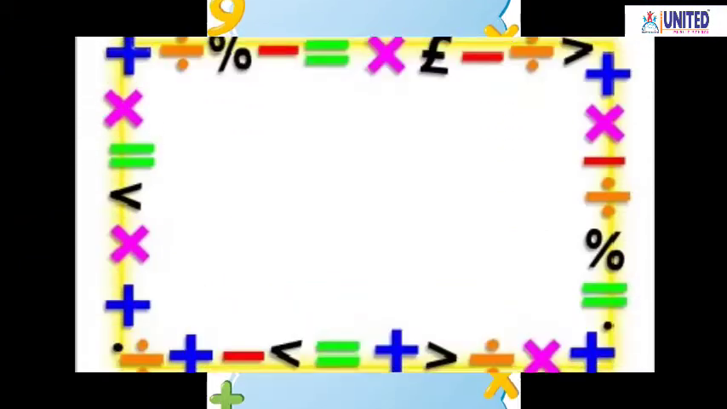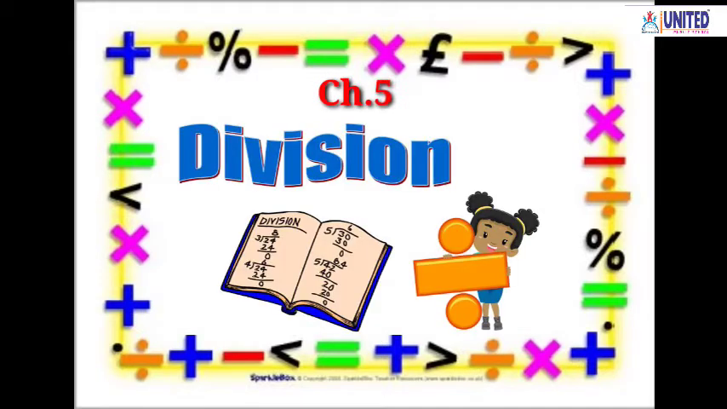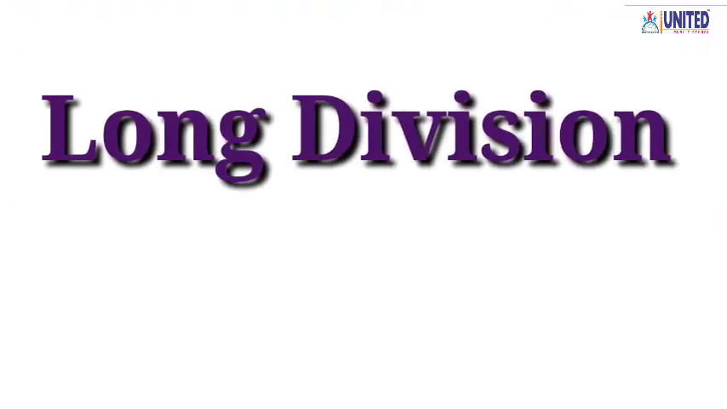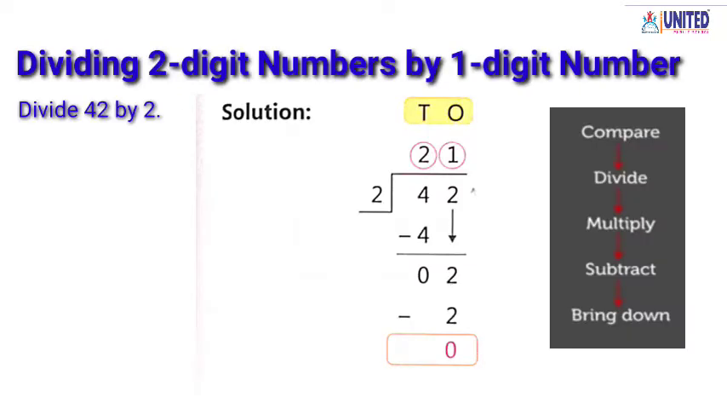As you know, we are continuing our chapter number 5, that is division. Today our topic is long division. So let us see how we can do the long division. First we see dividing 2-digit numbers by 1-digit number. Here you have to follow certain steps, that is first you compare, then divide, then multiply, then subtract and then bring down. So let us see how we can follow these steps.